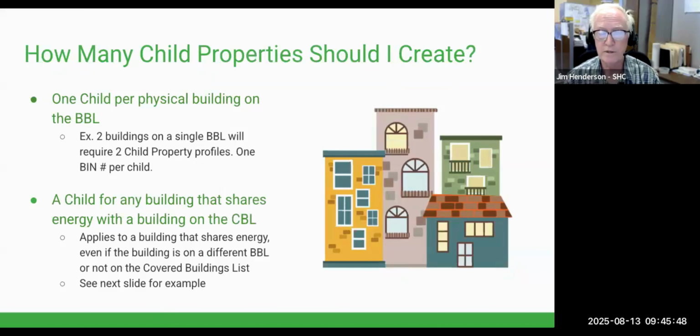It's important to create the correct number of properties. So you want to have one child property for each bin. Again, that's a building identification number. So one child property for each bin or each building that's on the BBL. So for instance, if you have 2 buildings on your property, your Portfolio Manager campus must have 1 parent and 2 child property profiles for a total of 3.